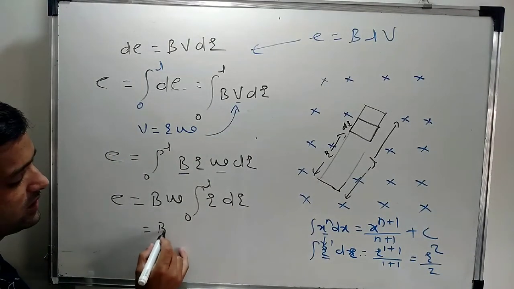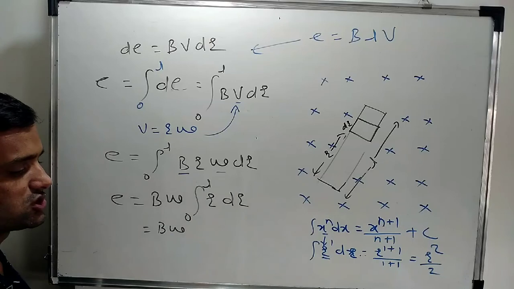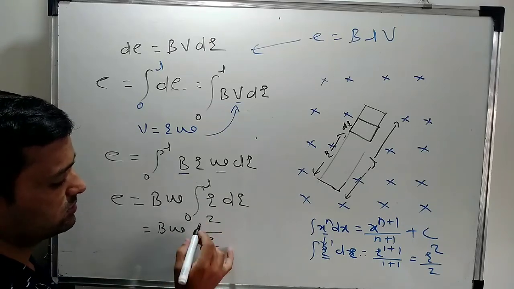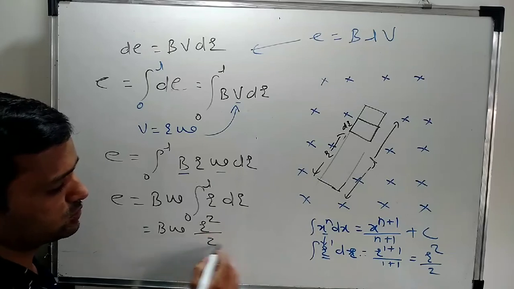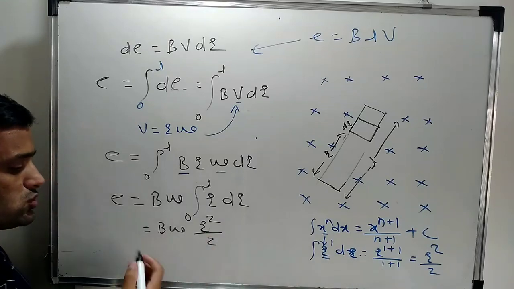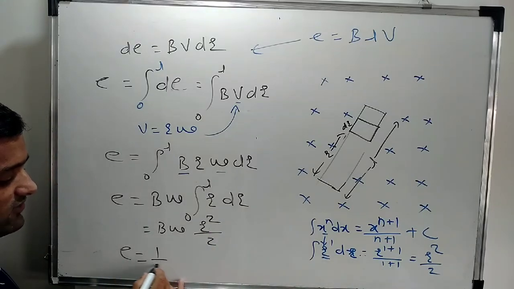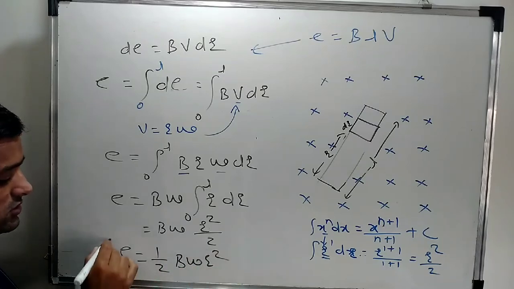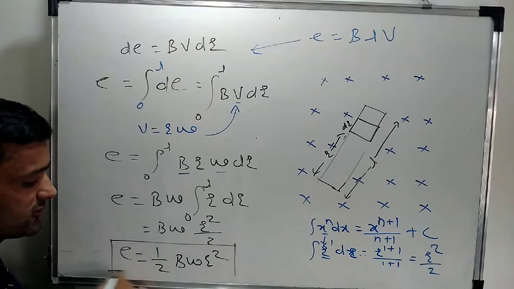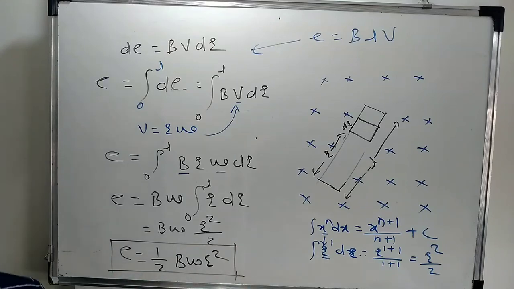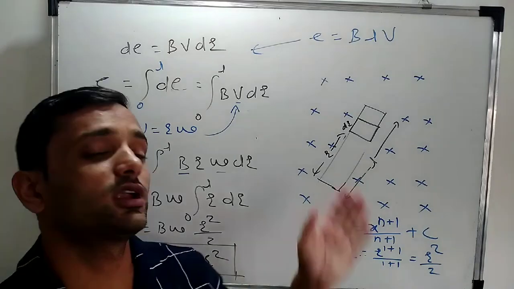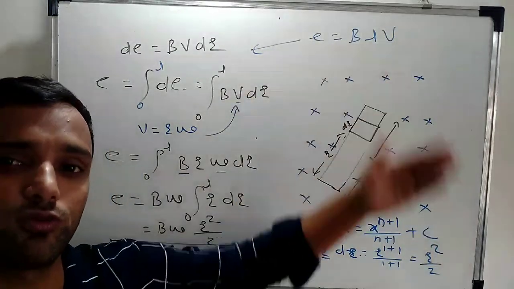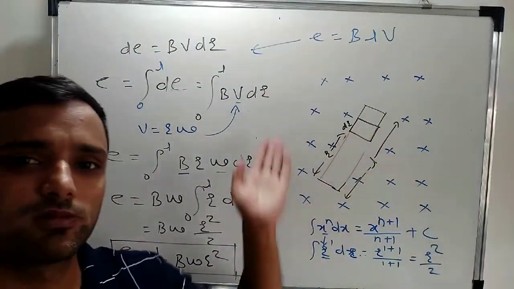So B omega as it is, and the integration of this term becomes r square by 2. So this is the integration. Take the half outside: B omega r square by 2. This is the final equation for induced EMF when the conductor is placed and rotating in a uniform magnetic field.